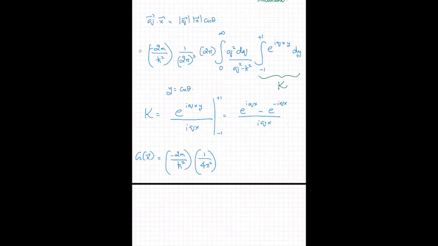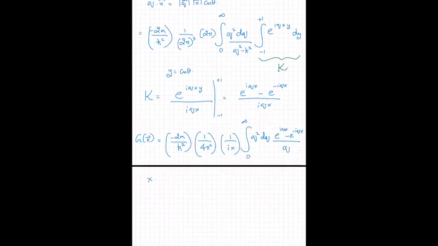And there is a factor of ix in the denominator that can be pulled out because the integration is only over q. So what remains is q square dq e to the iqx minus e to the minus iqx over q. So what is this x? Remember, x is the absolute modulus of x. This is equal to the absolute modulus of r minus r prime.